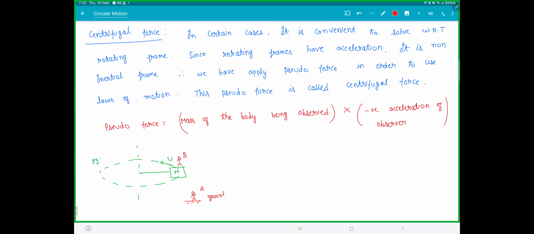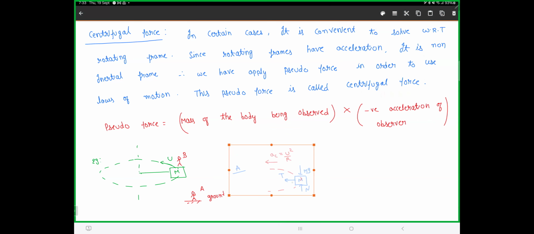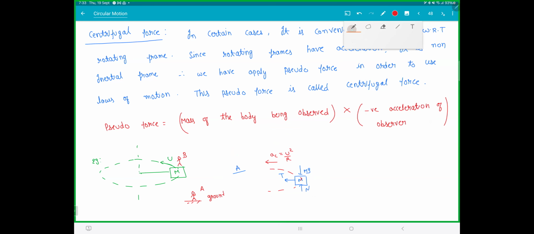Now if you ask A and B to solve the problem, A will say, okay, I see a block. There is a tension, there is a normal reaction, there is an mg. And since it is going in a circle, there will be a centripetal acceleration u square by r. And when you tell him to write the equation, he will say tension is equal to mass into acceleration, which is m u square by r.